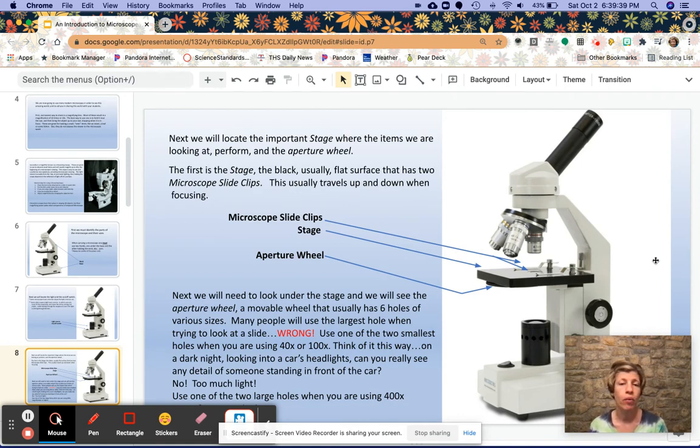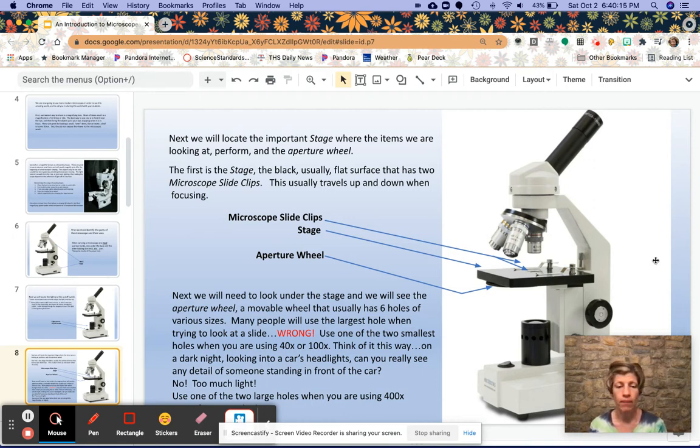Next, we will locate the important stage where the items we're looking at are placed, and the aperture wheel. The first is the stage, the black, usually flat surface that has 2 microscope slide clips. This usually travels up and down when focusing. Next, we will need to look under the stage and we will see the aperture wheel, a movable wheel that usually has 6 holes of various sizes. Many people will use the largest hole when trying to look at a slide. Wrong. Use one of the 2 smallest holes when you're using 40x or 100x.